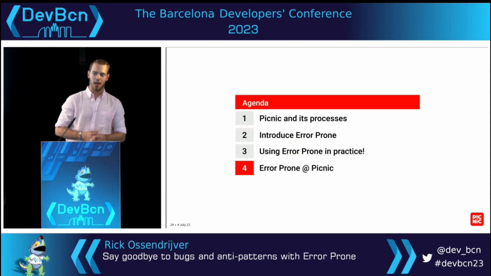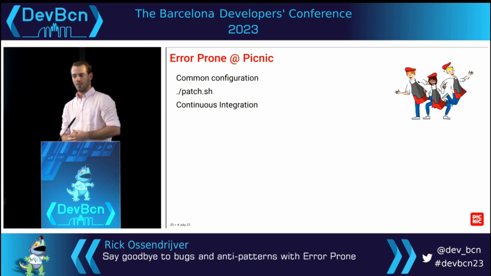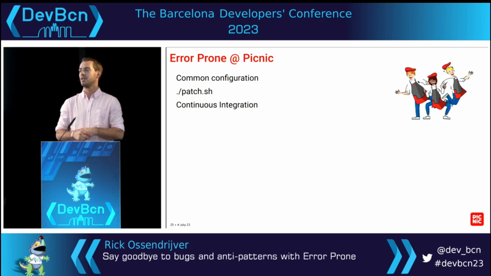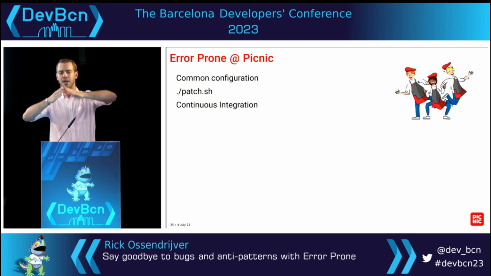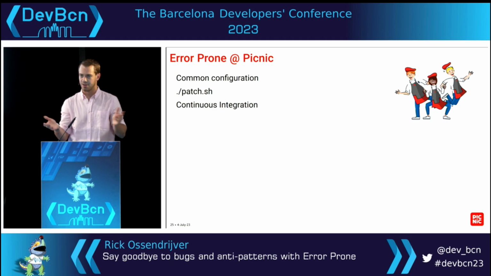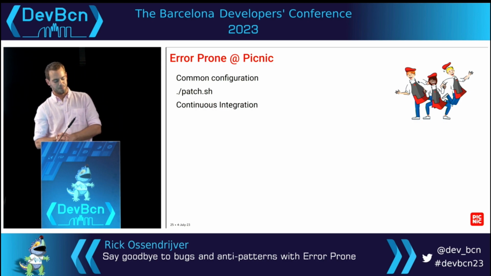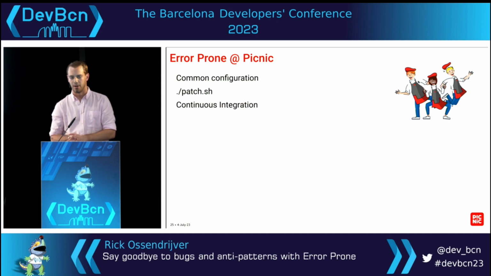So, error-prone at Picnic. Within Picnic, we have quite a few Java repositories. We have over 50 to 60 Java repositories, and all repositories have one common parent. And in that parent, we have a lot of common configuration. We have some core modules. We manage a lot of dependencies. And we also have the error-prone configuration there.